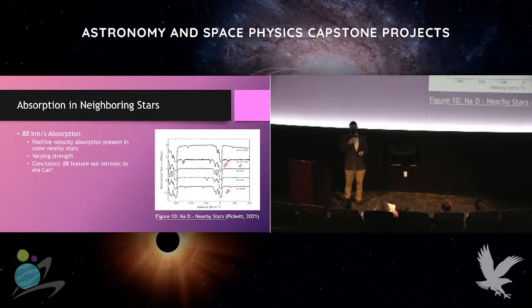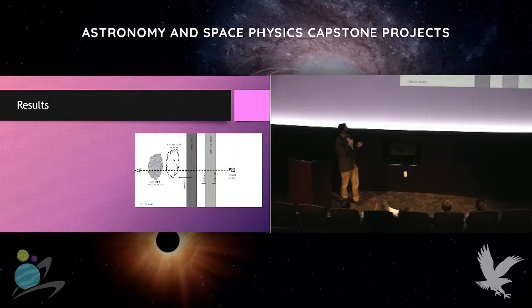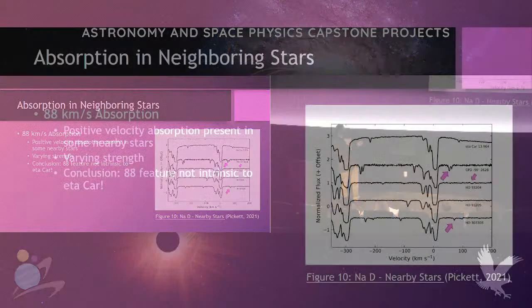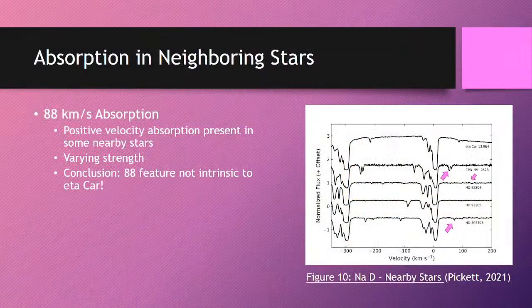To further analyze this absorption, we wanted to understand where it was coming from. So we looked at stars in the relative neighborhood of Eta Carinae, and that gave us an idea that this absorption was not coming from something intrinsic to Eta Carinae, but rather an interstellar medium cloud of gas and dust between our line of sight and the star itself, or the system. If you can see over here on the right side, there are absorptions near 88 kilometers per second. It might not always appear at that velocity, but that also tells us that this cloud of dust is not uniform and it is not a continuous symmetric sphere of material.